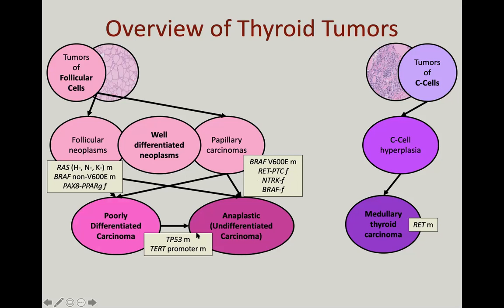Poorly differentiated and undifferentiated carcinomas tend to have things like TP53 or TERT promoter mutations on top of whatever underlying mutation they may have had in their well-differentiated state.